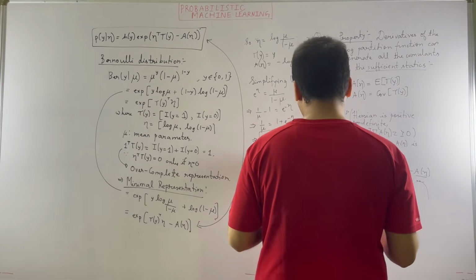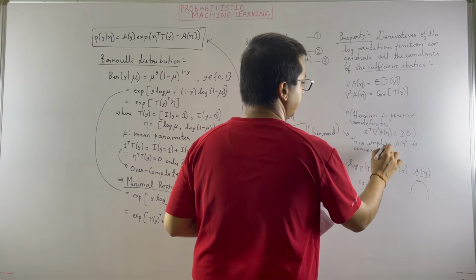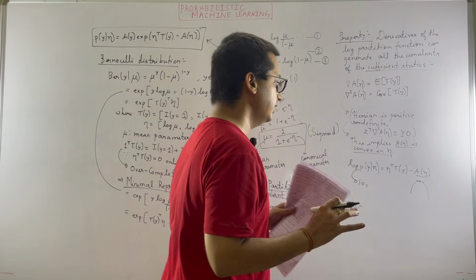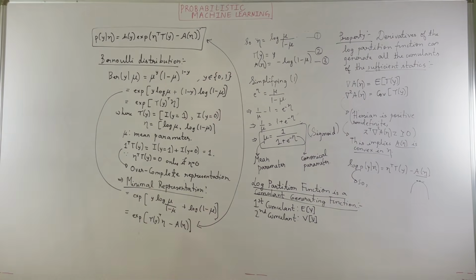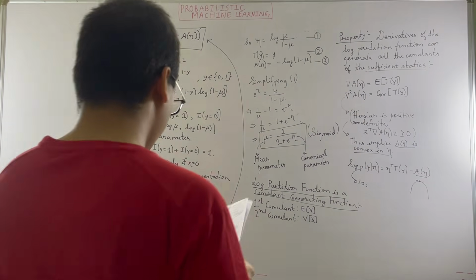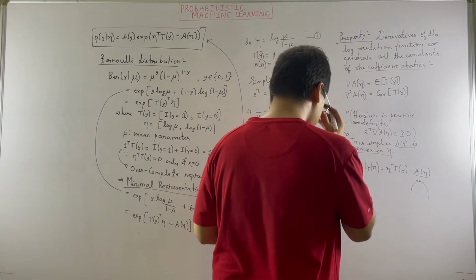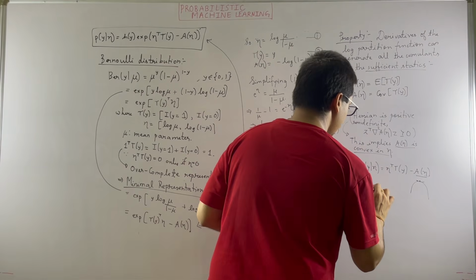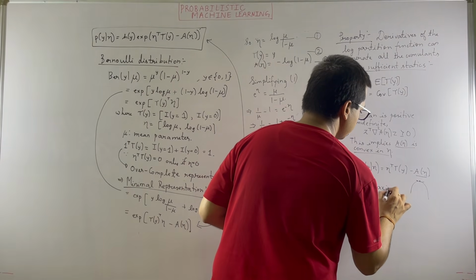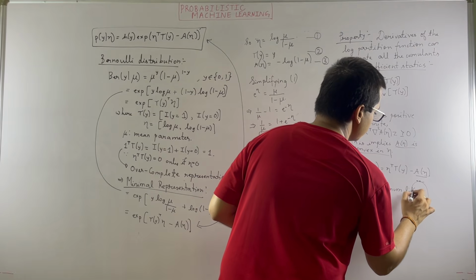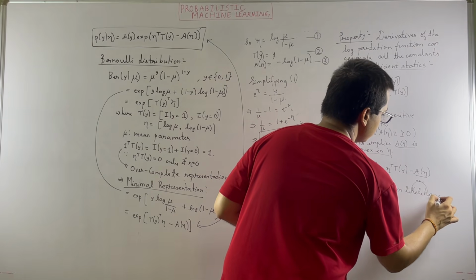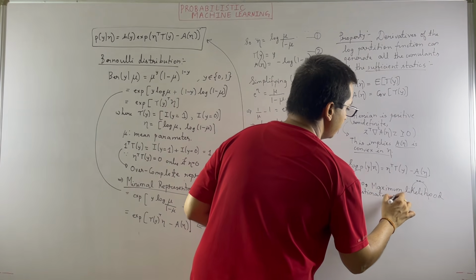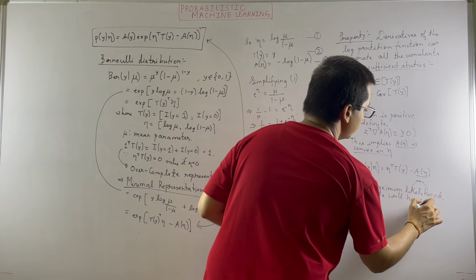All right. So in that case, if A of eta is convex in eta, then the log likelihood that we are so much concerned about, what it will have is, basically, the maximum likelihood estimate will have a global maxima.